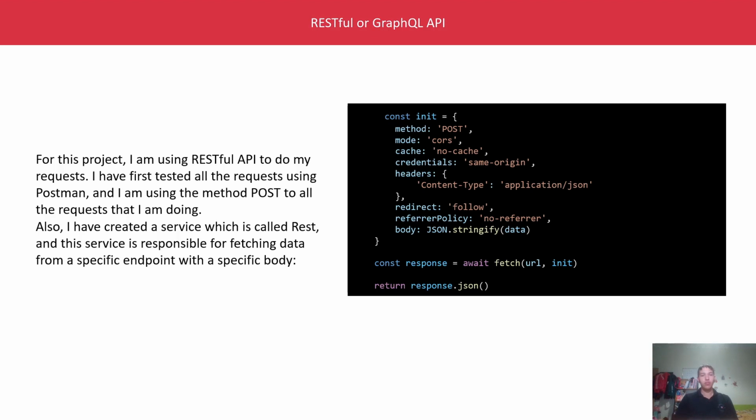I'm using RESTful API in this project. I have tested all my requests before using them in the front end from Postman, and I'm using as method post, and these lines of code is a service that I have created called REST that is used for fetching data with a specific body and a specific endpoint. So URL and init inside the fetch are some parameters.